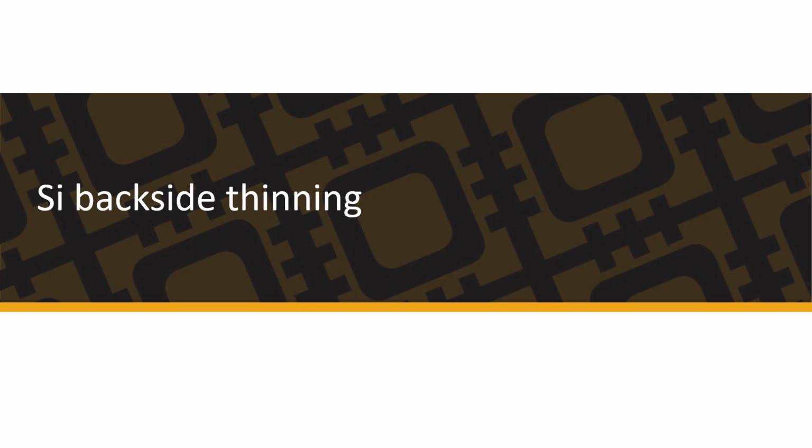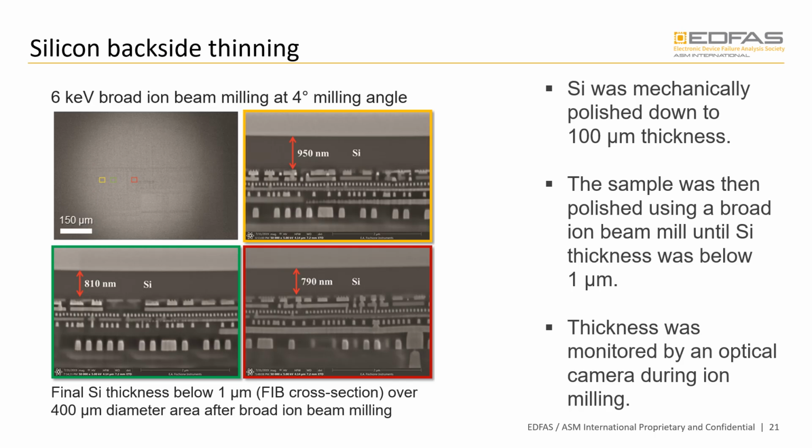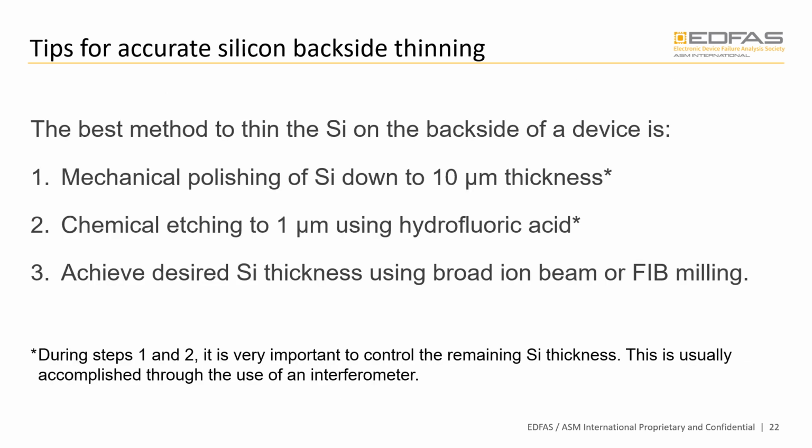Next, let's move on to silicon backside thinning. Here's an example of a device ion milled using 6 kiloelectronvolts from the backside. The sample was initially mechanically polished down to 100 microns, followed by further polishing with broad ion beam milling to reduce the thickness to below 1 micron, as shown in the FIB cross-section of the area of interest. Thickness of silicon was continuously monitored using an optical camera during ion milling.